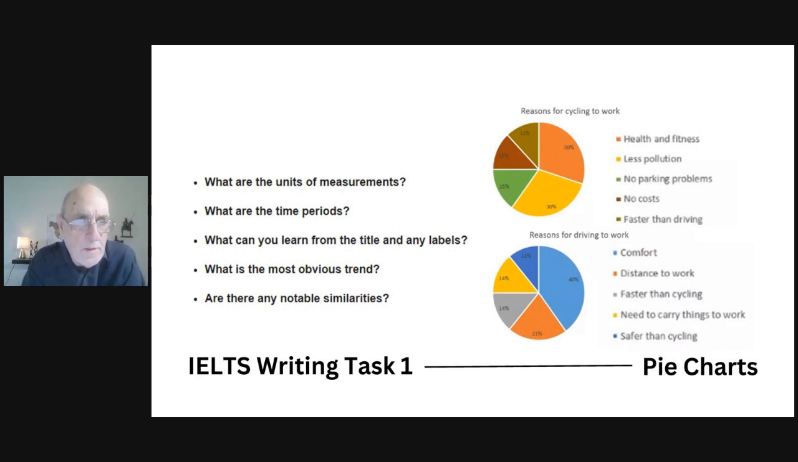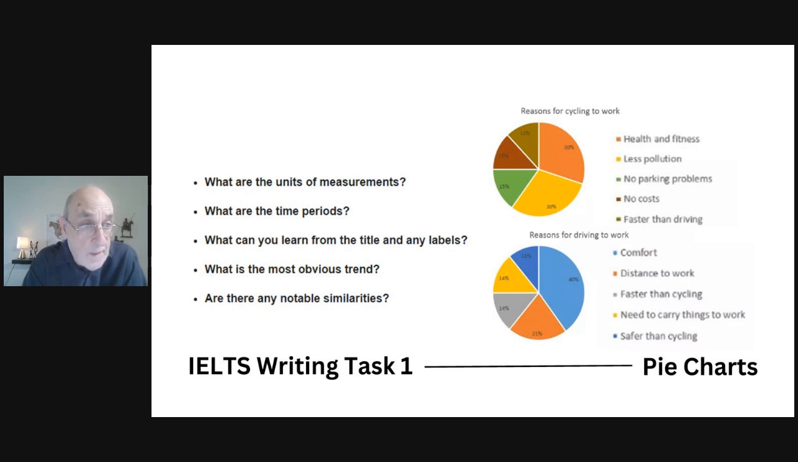So we always want to look at the units of measurement. And in this situation, each pie chart has 5 different units of measurements. We would look for time periods. And in this case, there are no time periods. So that's not something that we need to worry about when it comes to this essay.